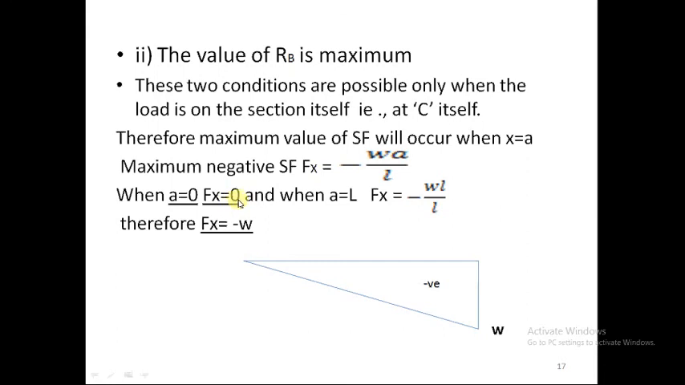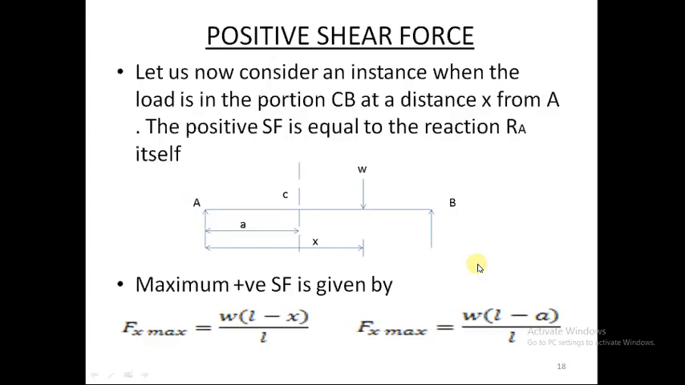Yes, it is going to be 0. And when a is equal to L, I have a shear force which is equal to minus W. So here you can see the negative shear force diagram for the entire span of the beam. I am having negative shear force W at the end B. Now next we will see how to draw the positive shear force diagram.